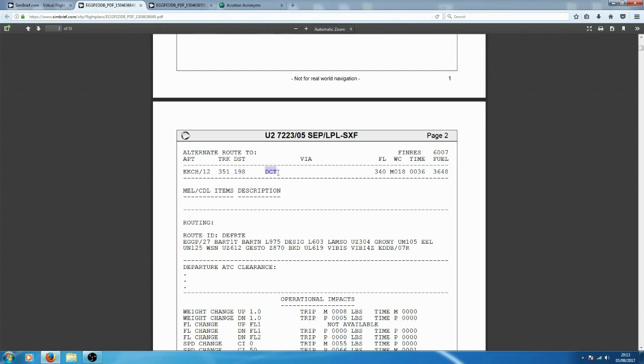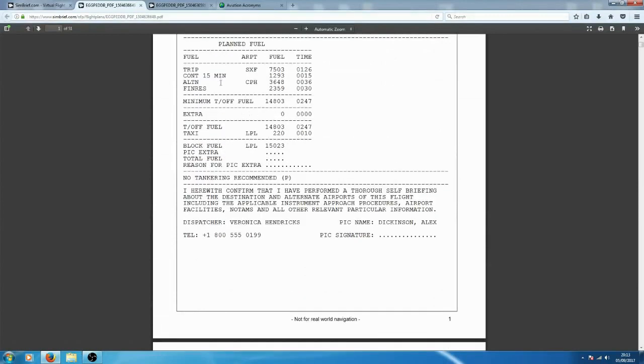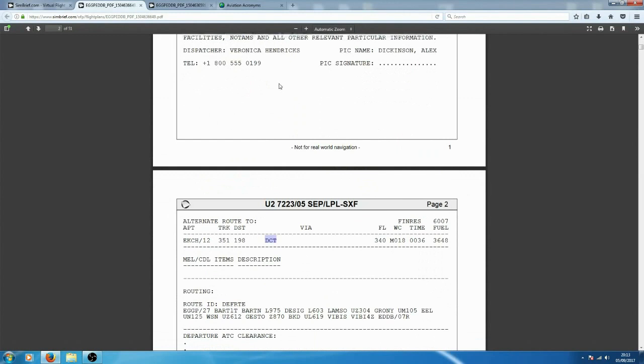Alright, and that's important to note because the fuel taken on in terms of your alternate will be based on direct. Not all flight plans are direct nowadays, and it's important to know that because it will affect your fuel burn, and like I say, it will affect your weights and how safely you operate the aircraft. And it will be flown at flight level 340, so 34,000 feet. WC, don't worry about that. Time is 36 minutes.